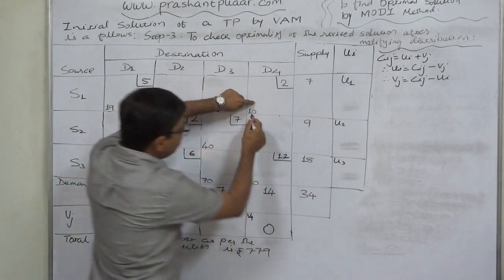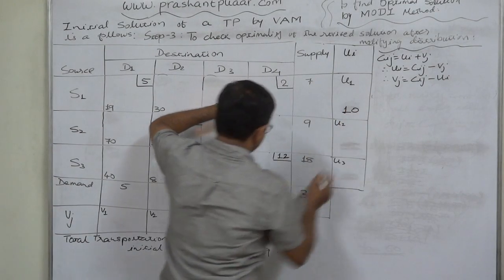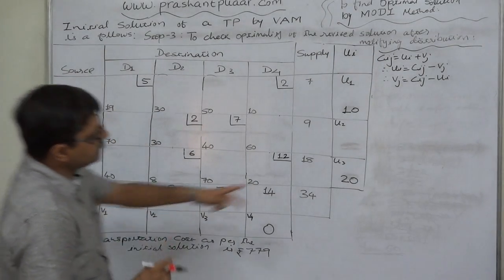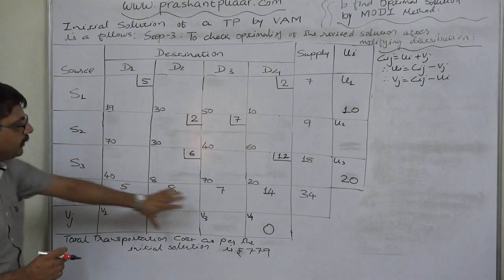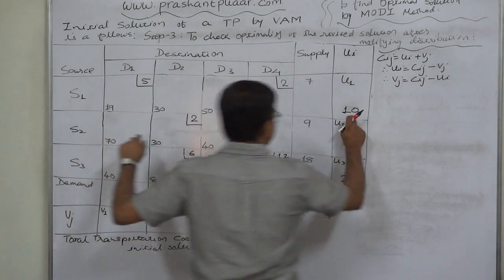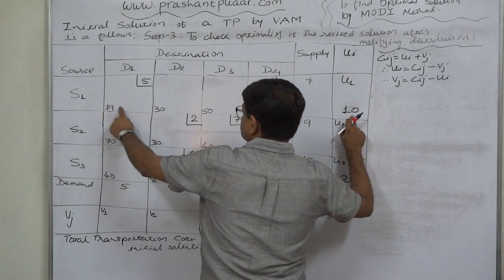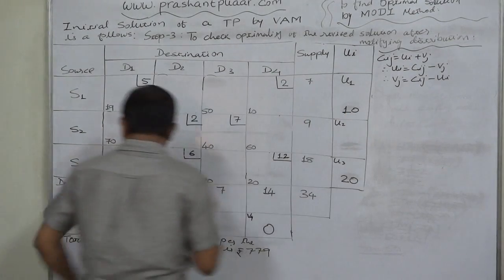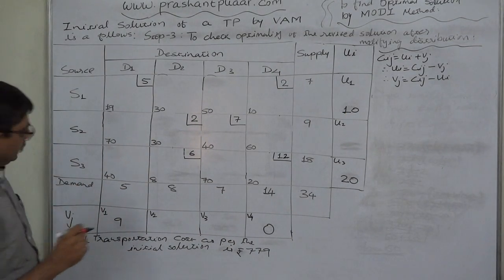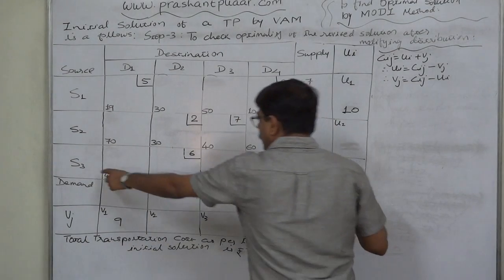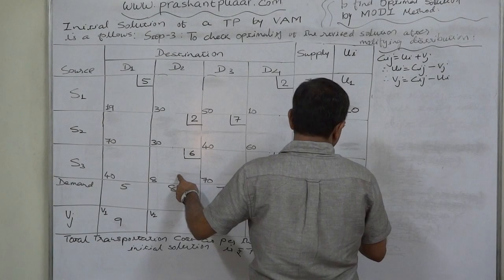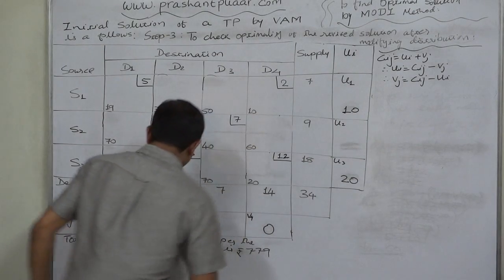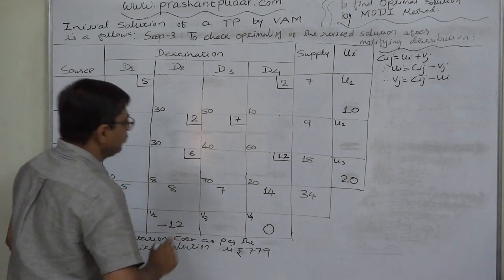Cij minus Vj, 10 minus 0, that will be U1, 20 minus 0, that will be U3. Now on the basis of these 2 values of U, we can find 2 values of V. With the help of U1 equal to 10 and cell 1, 1, we can find V1. C minus U, 19 minus 10, V1 comes to 9. Similarly, with the help of cell 3, 2 and U3, we can find out the value of V2. C minus U, 8 minus 20, so V2 comes to minus 12.